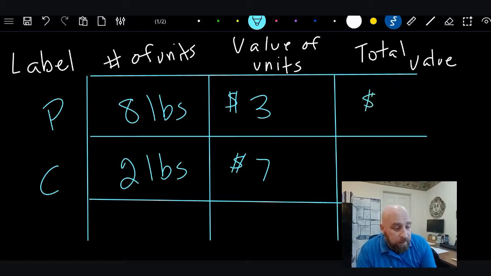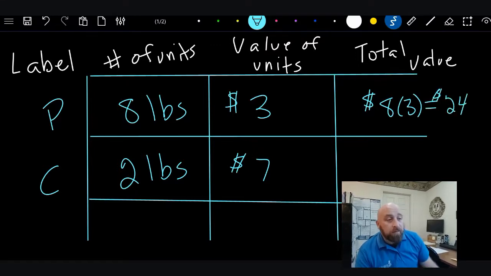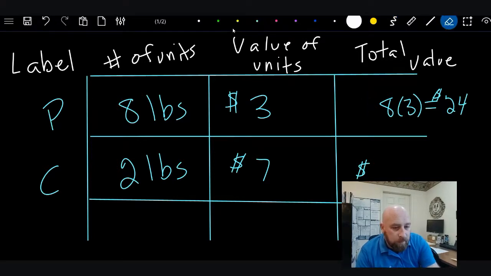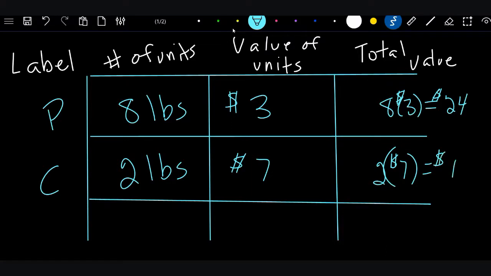8 times 3, you could write it like 8 times 3, or you could write 24. That's $24 for 8 pounds of peanuts. For 2 pounds, I wrote that wrong. I'm sorry, I wrote my dollar sign in the wrong place. The dollars was the $3. So the 8 was the pounds. Sorry about that. And then 2 pounds times $7 is going to equal $14 for those.